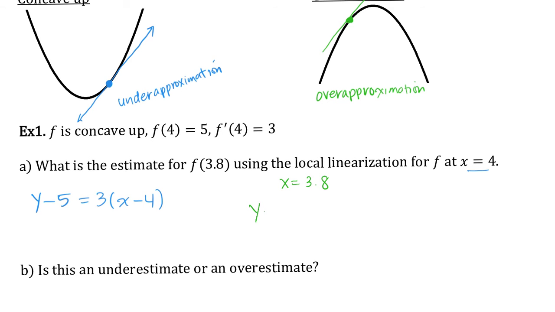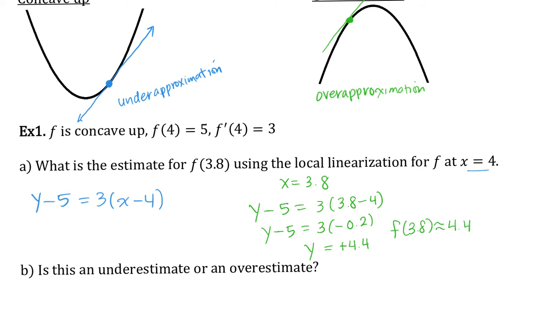Okay, I'm going to plug it in. y minus 5 equals 3 times 3.8 minus 4. y minus 5 equals 3 times negative 0.2. What is that? Negative 0.6. And then if I add 5, I get negative 0.6 plus 5, positive 4.4, which means our approximation for f of 3.8 is about 4.4.